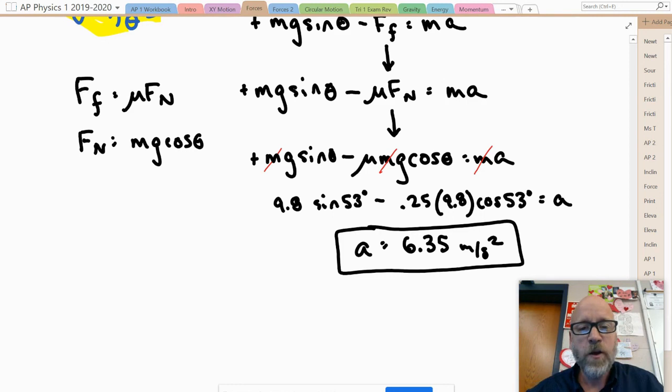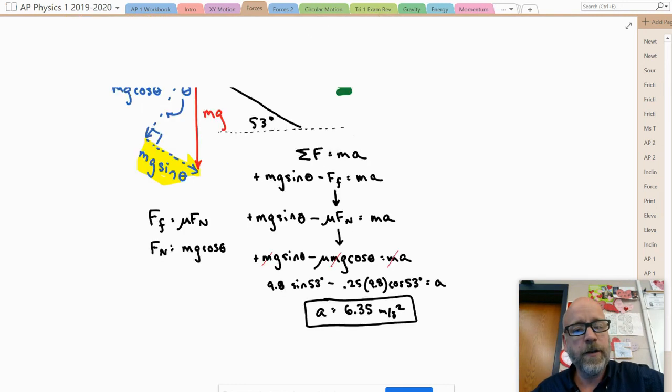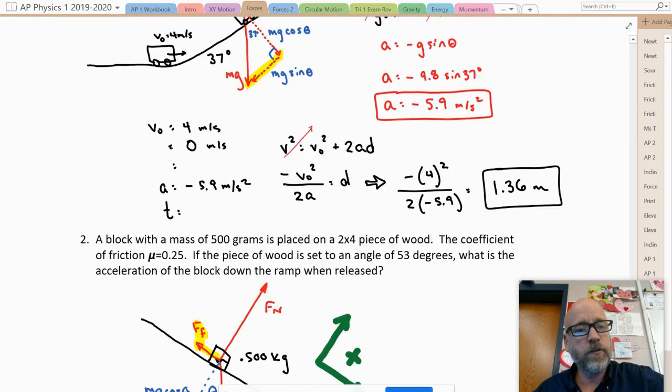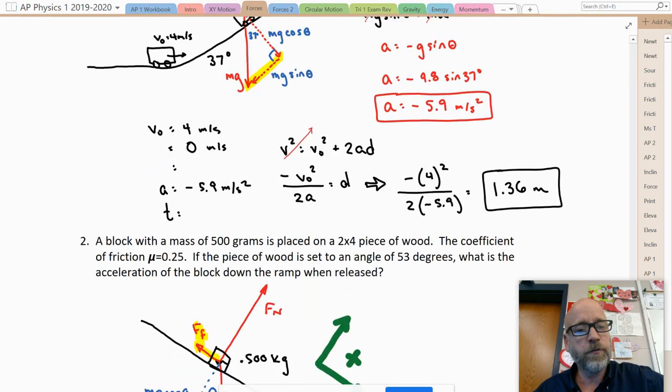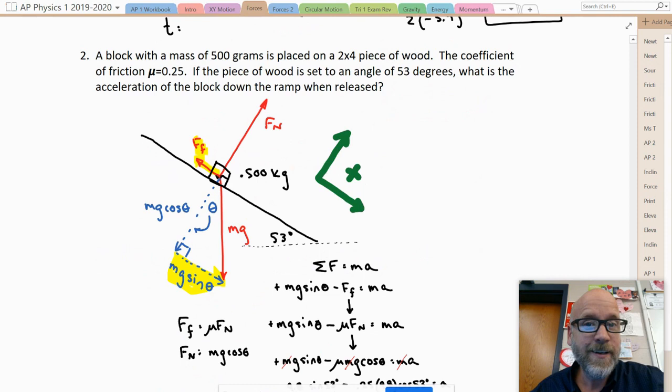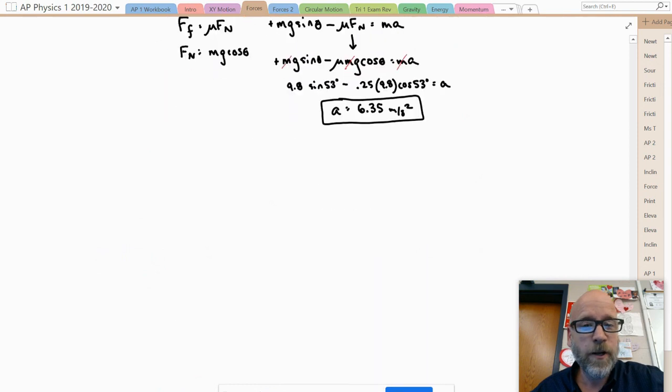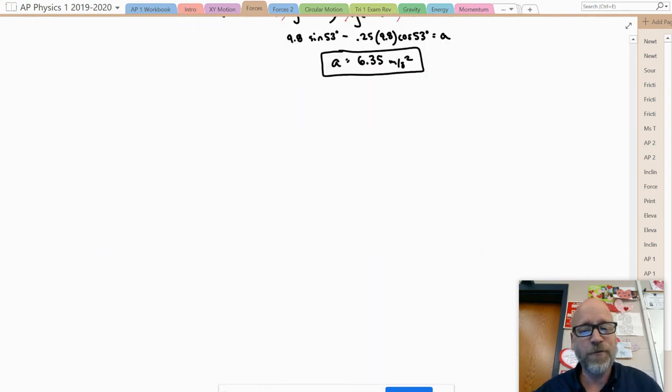Yeah? Where we're going to go next with this, now that we've done a single one with terrific trio, now we've done an incline with friction, then the next step is to put it on an incline as part of a system with friction. Yeah. That's where we're going next.